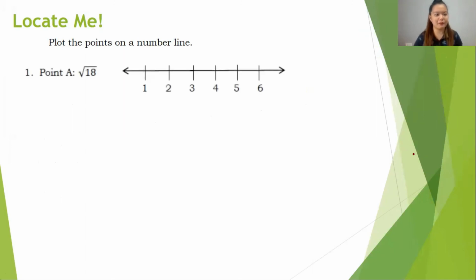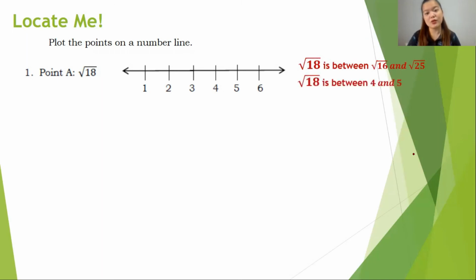Number 1. Point A is the square root of 18. We know that the square root of 18 is between the square root of 16 and the square root of 25, or between 4 and 5. At alam natin na yung 18 ay mas malapit sa 16 kaysa sa 25. So, yung square root of 18 ay mas malapit sa 4 kaysa sa 5. So, itansya natin, yan yung sagot.